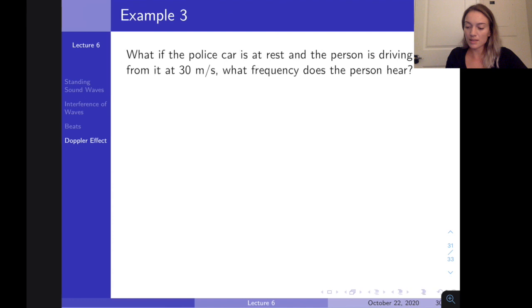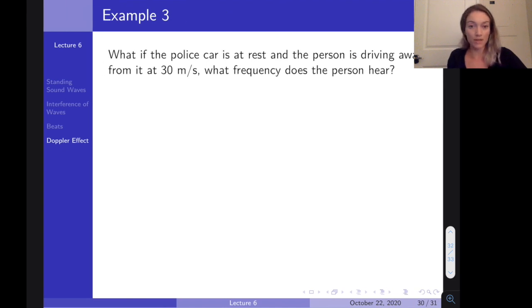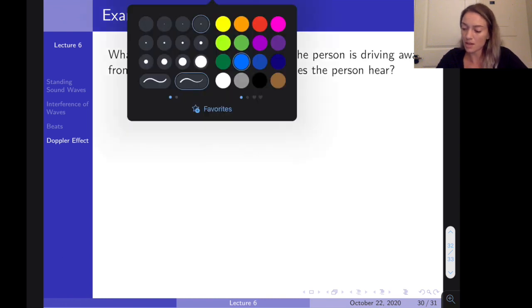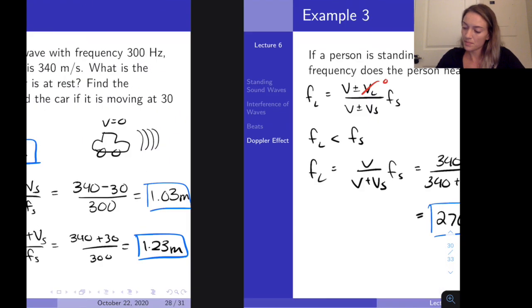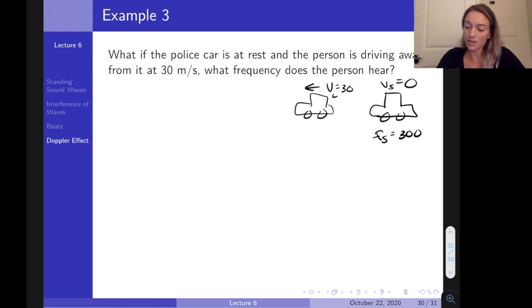Okay, now let's say the police car is at rest and the person is driving away at 30 meters per second. What frequency does that person hear? So now the police car is at rest, so the velocity of our source is 0. And then we have another car moving away at 30 meters per second, so this is the velocity of our listener. The frequency of our source is still 300. What frequency does the person in this car hear now? So let's write down our Doppler shift. Oops, this is an L.